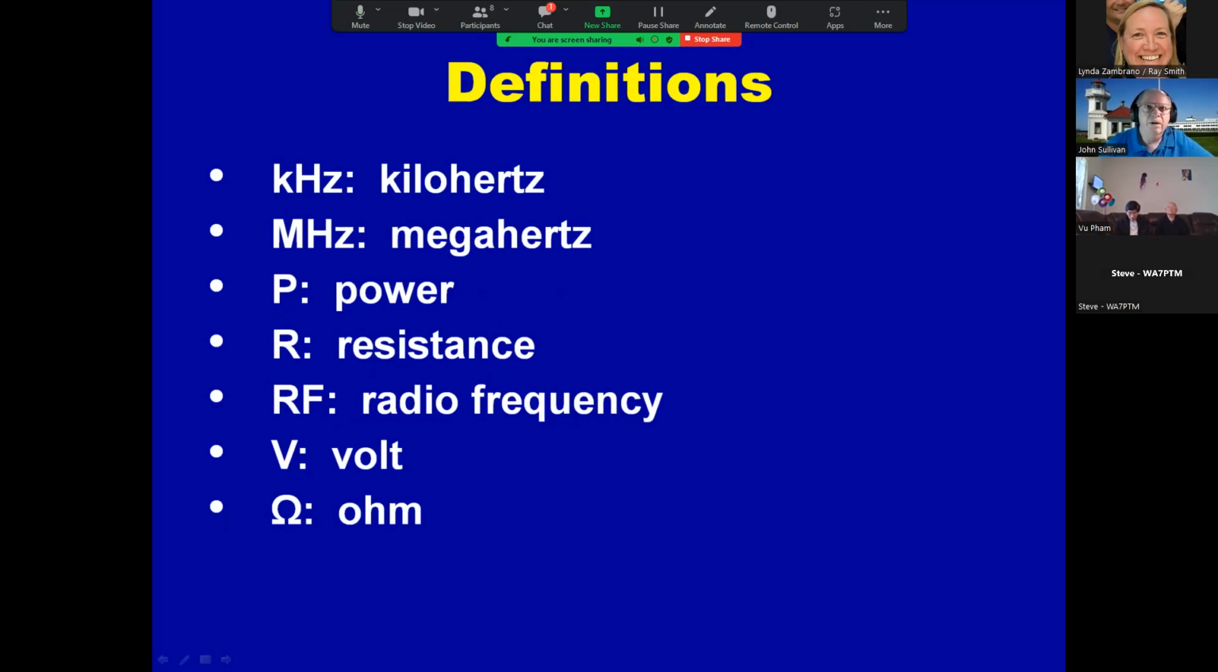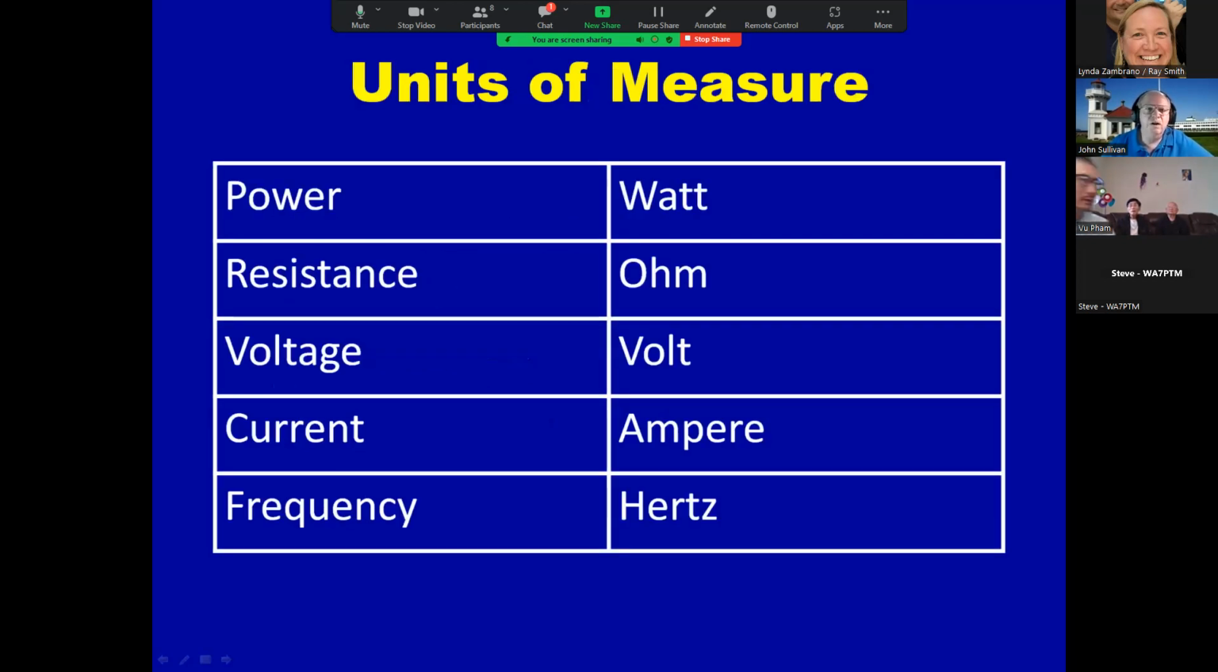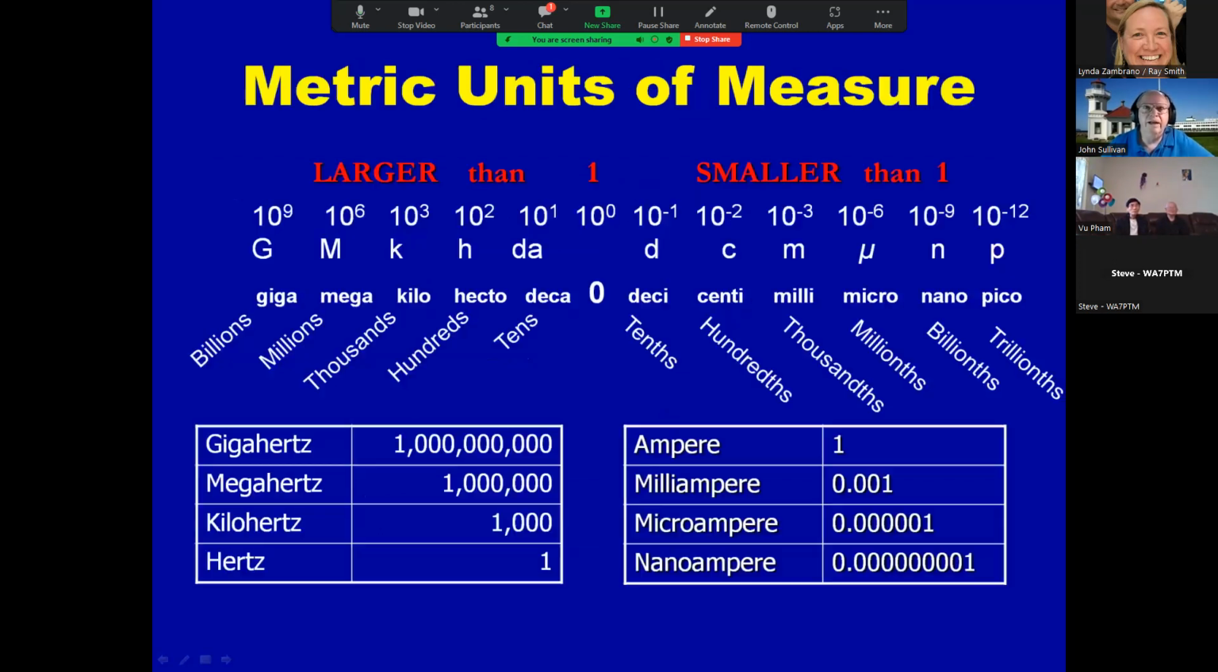P for power, R for resistance, RF for radio frequency, V for volt, and the Greek letter omega is used to symbolize ohm, which is our measure of resistance. Here, just quickly in a chart form, you can see we have power is watts, resistance is ohms, voltage is volts, current is amperes, frequency is hertz. You'll be seeing quite a bit of that.